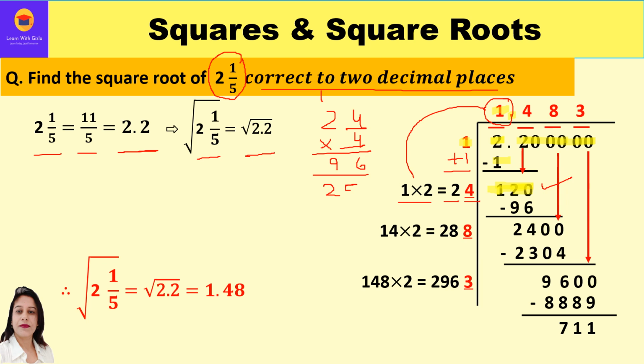Suppose I try with 5, I know 25 into 5 is 125, right? So 125 will be more than 120. So we will stop at 4. I will say that my divisor is 24, my quotient is 4, my product is 96. Now 120 minus 96 is 24, right? Now bring down the another period, that is 00. Now my new dividend is 2400, which I will solve.